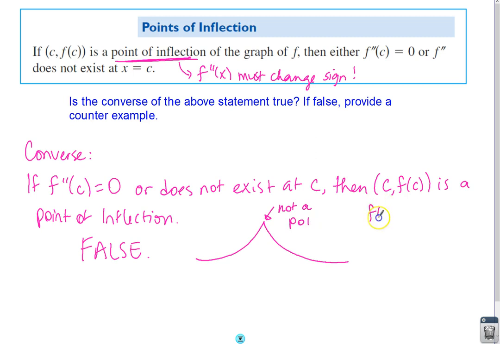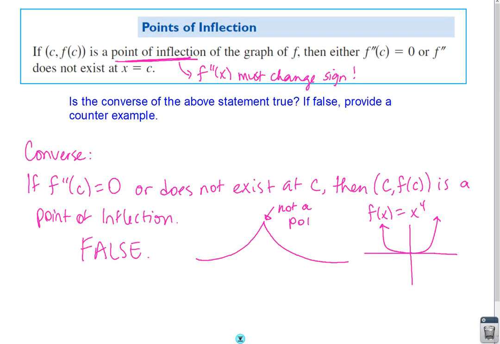Another good example is f of x is equal to x to the fourth, or any even degree higher than 4. Your graph looks like this. You would end up with 4x cubed for the first derivative, and then 12x squared for the second derivative. Your second derivative would equal 0 right here, but you would still have concave up on both sides, so it would not be a point of inflection. It would be a possible point of inflection, but not an actual point of inflection. I hope that makes sense.